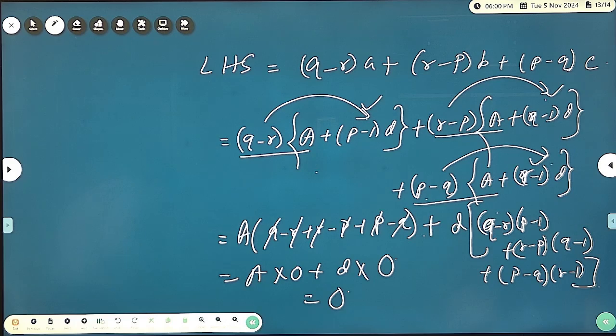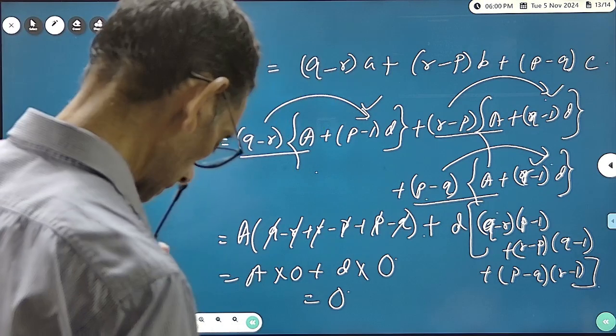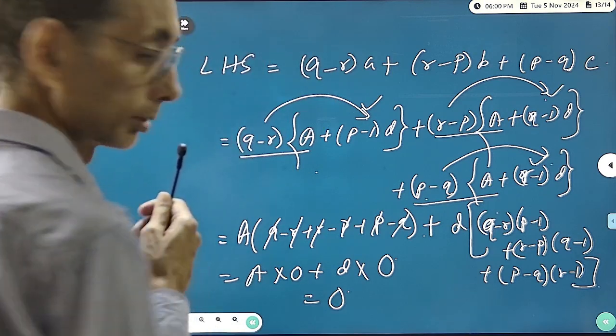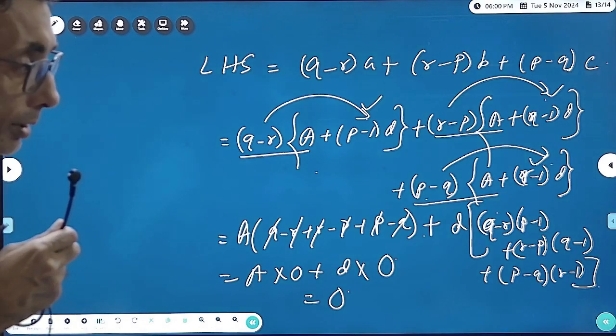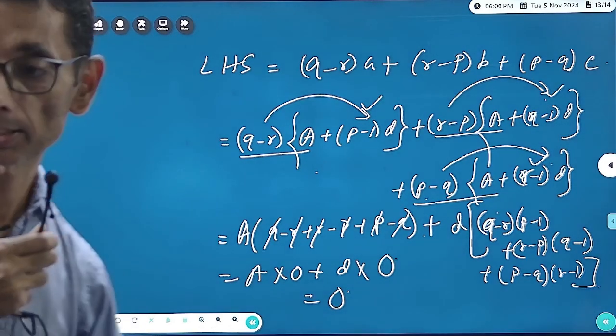No problem, because these are MCQs. So in MCQs you can follow any method, right? Our purpose is to get the answer as easily and quickly as we can, right?